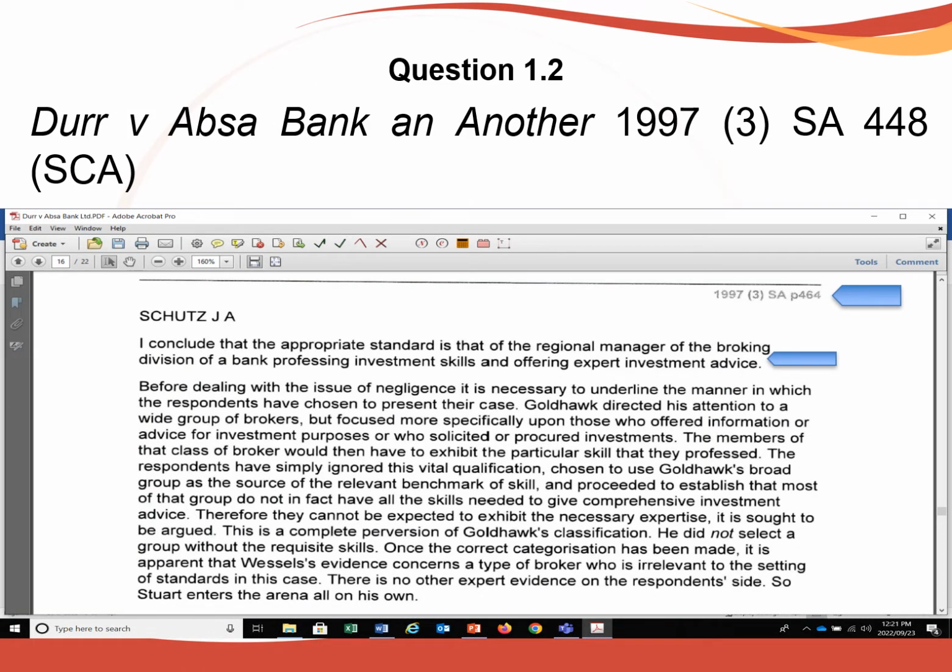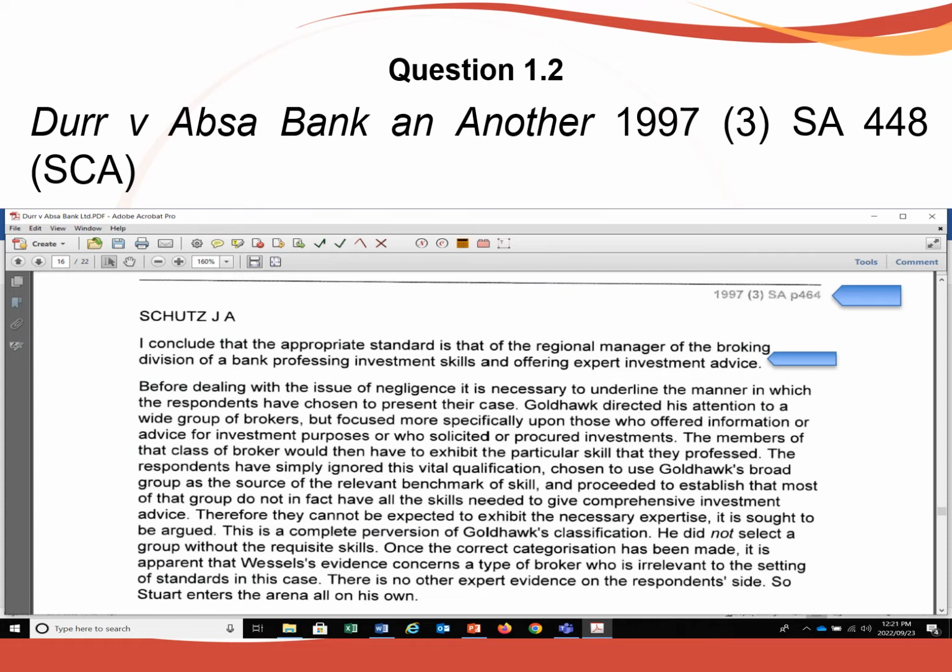Then getting to the Durr versus Absa Bank case. Here is an example of a bit of an older case, and here you can exactly see what I meant with having case law with no numbered paragraphs. So what do you do if you need to provide me with an answer? You quote the page number. So see here, for example, it would have been page 464, but I also awarded marks for some of you who quoted page 460.